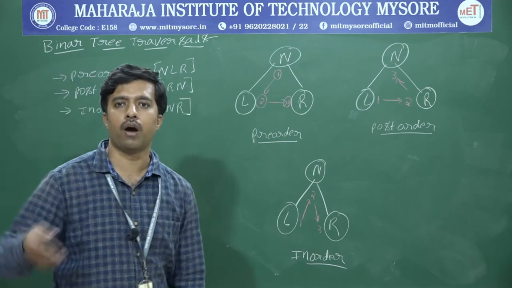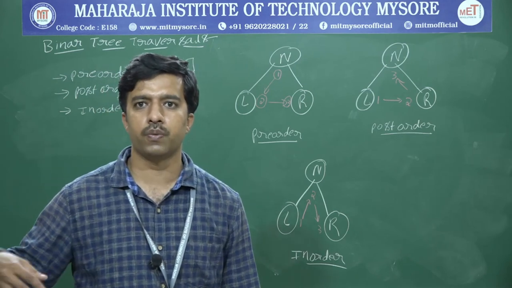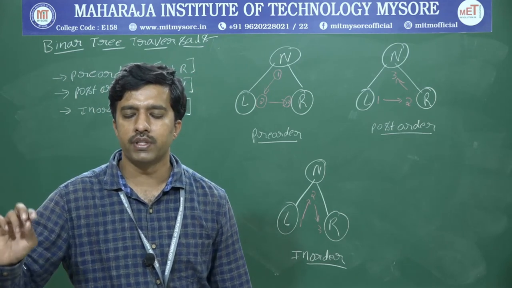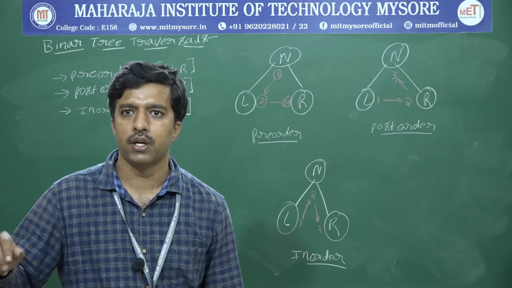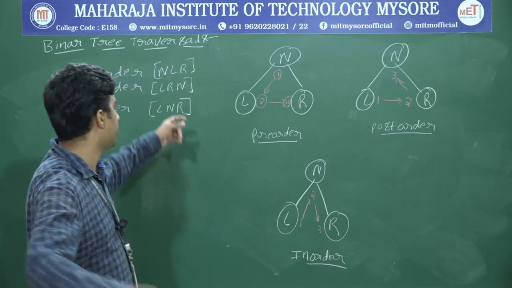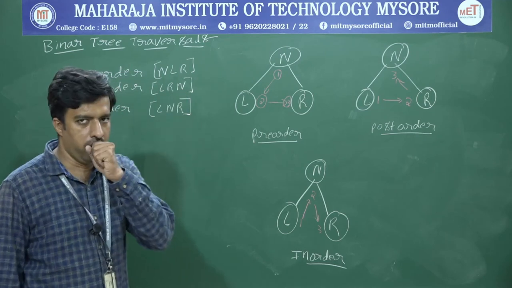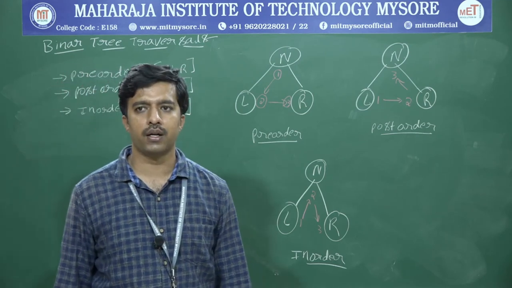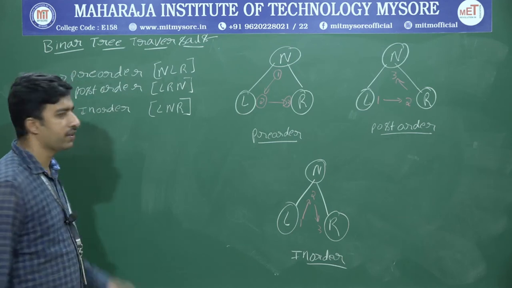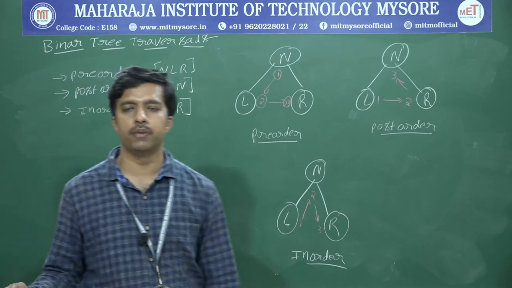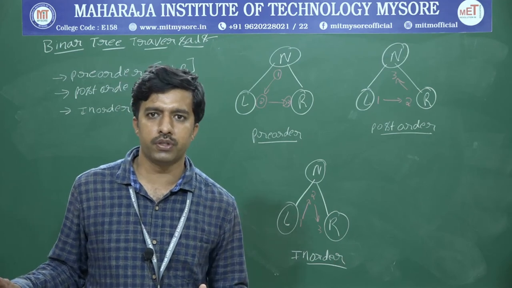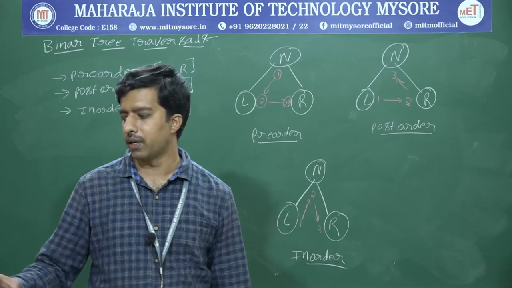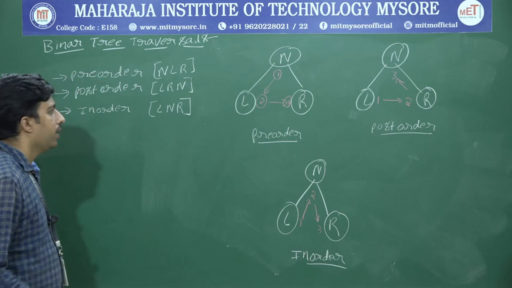Post means afterwards. Traverse the left node first and the right node next, and later you process the node. That is called post-order traversing. The last one is in-order. In between, in-order. Traverse to the left, process the node, and traverse to the right. That is called in-order traversing.